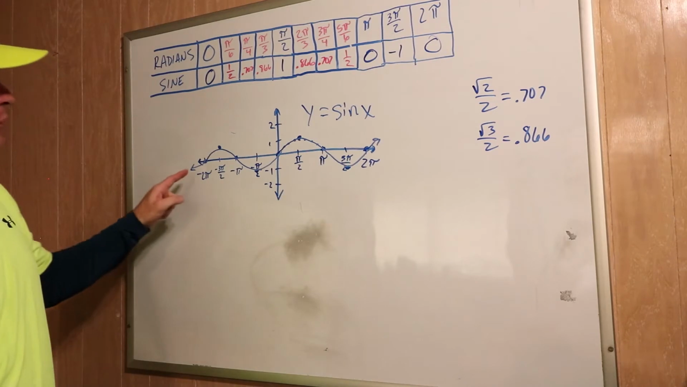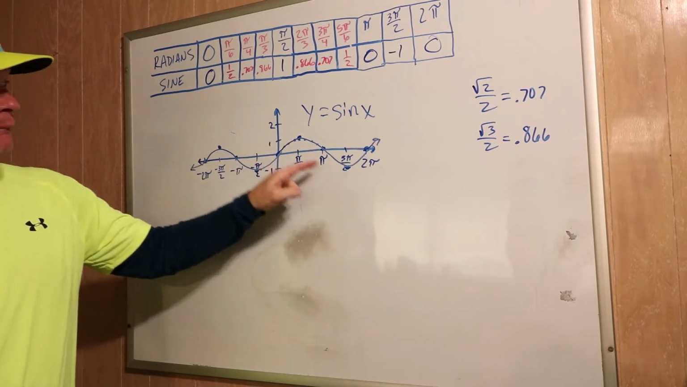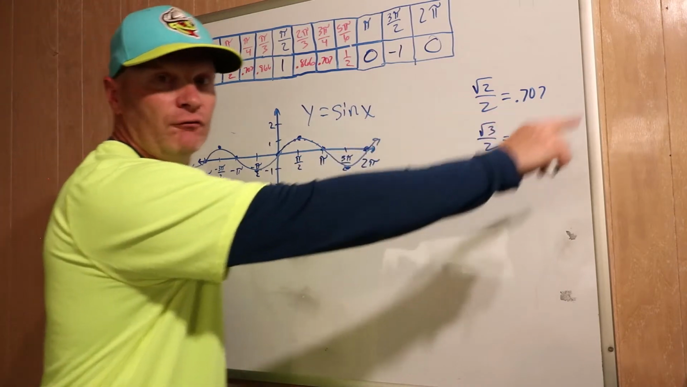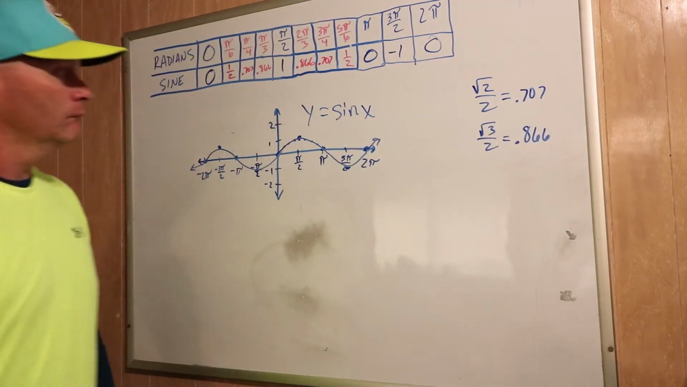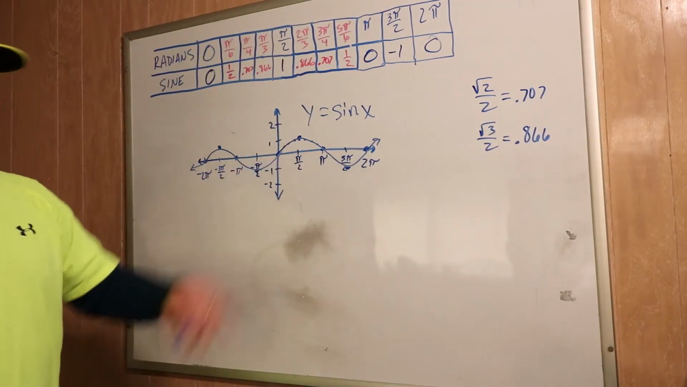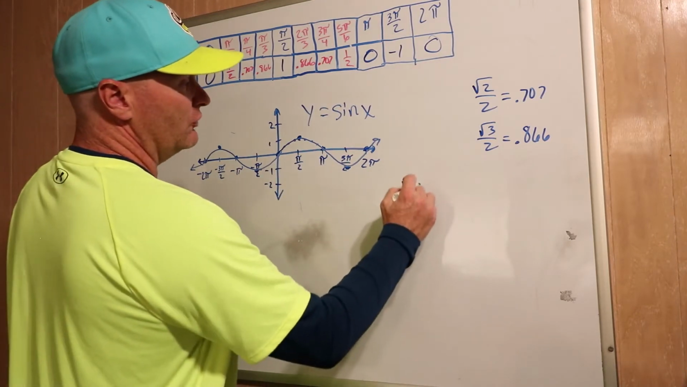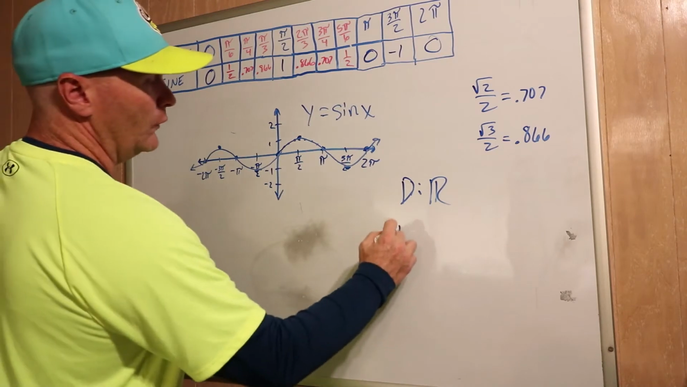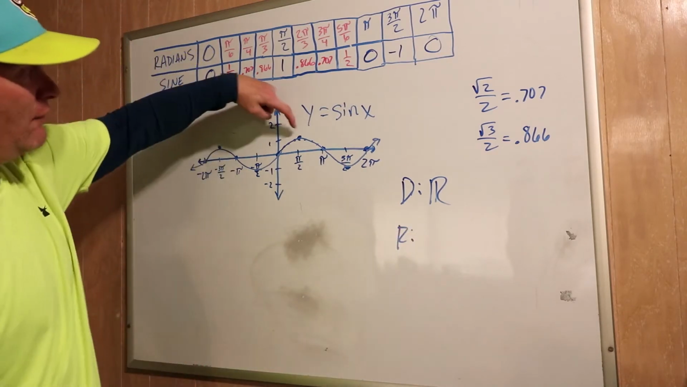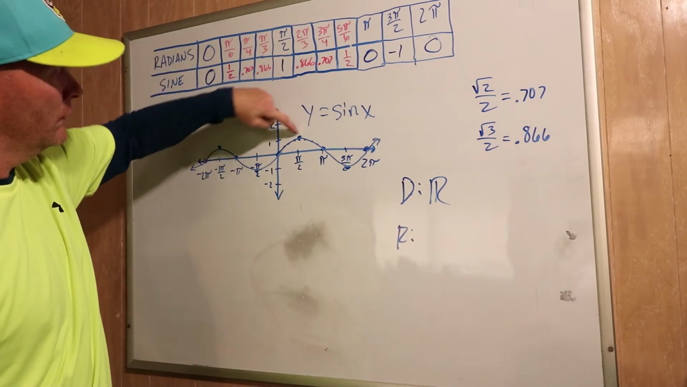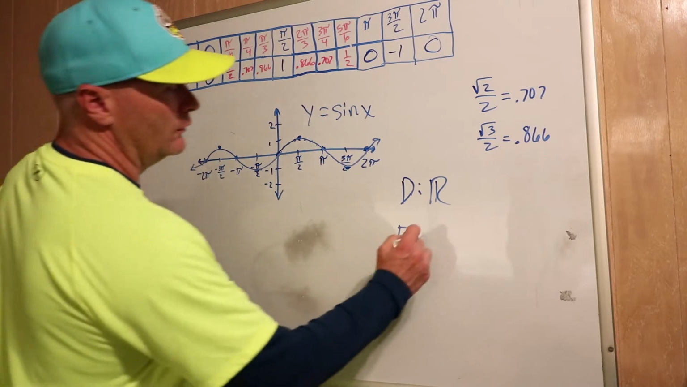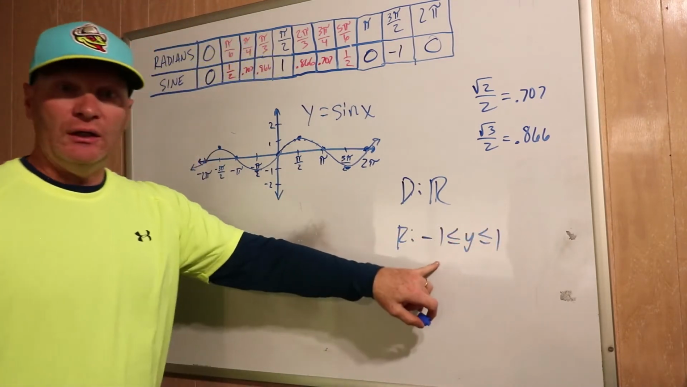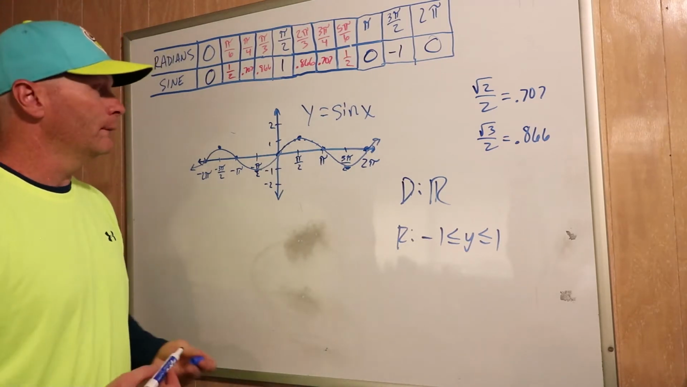Okay? Notice it repeats, right? And if we kept going, it would repeat this wave forever and ever and ever. Okay? So since it keeps going forever, the domain of this function is all real numbers. And then the range, let's see, the highest it ever gets is 1. The lowest it ever gets is -1. So our range, the y value can be greater than or equal to -1, less than or equal to 1.